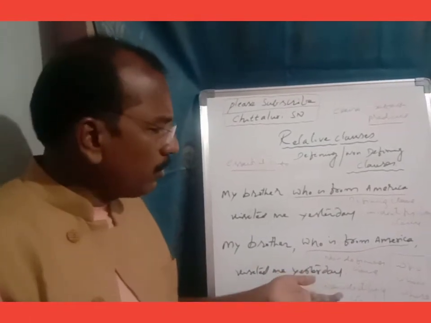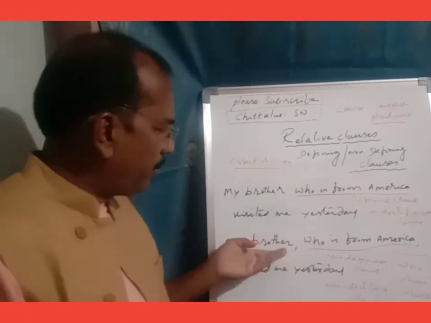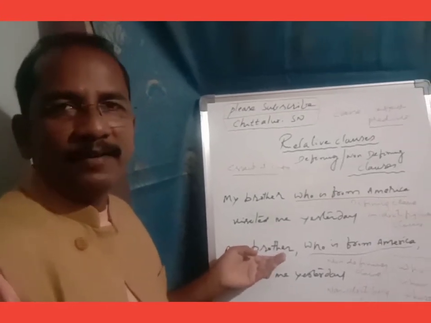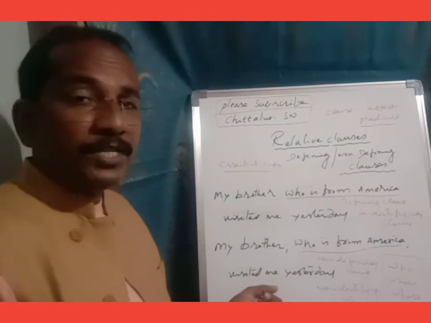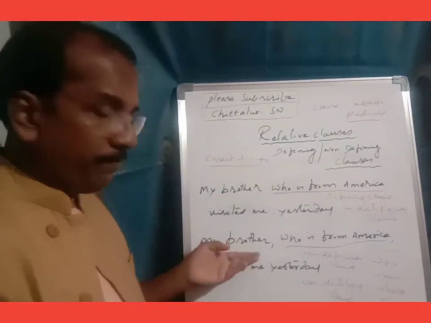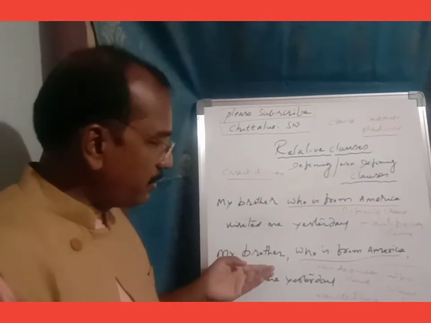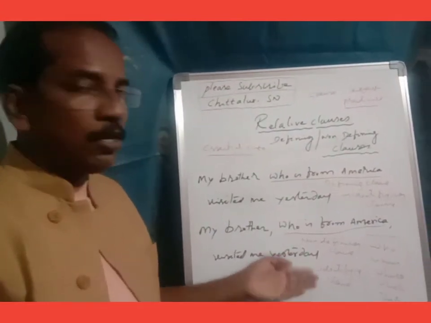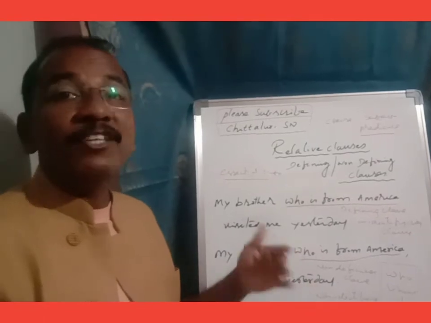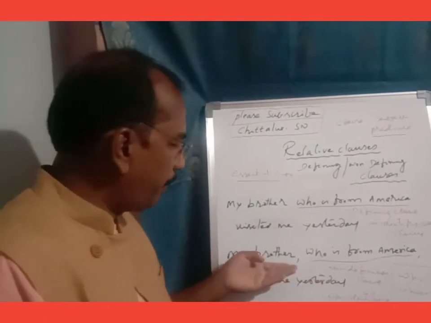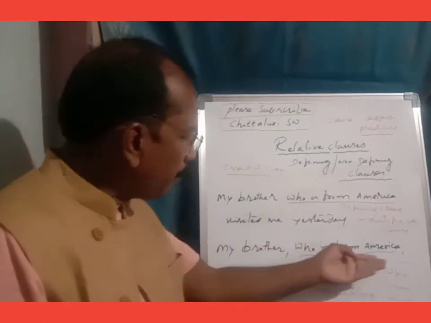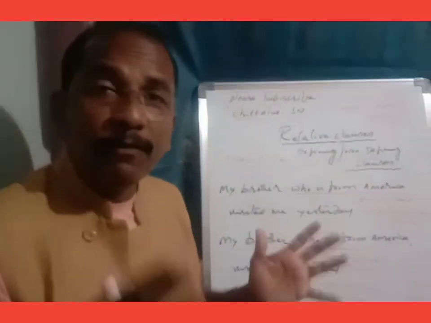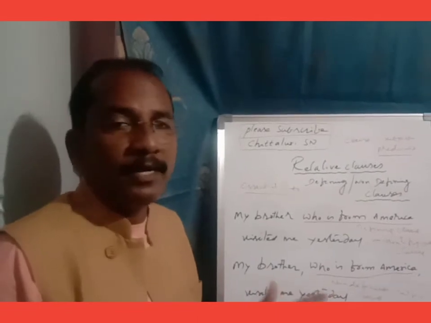So the clause which doesn't define the noun or subject in a sentence is called non-defining. The clause which doesn't identify the subject or noun in a sentence is called non-identifying. A non-identifying or non-defining clause gives extra, additional information. Here, My brother, who is from America, visited me yesterday. Who is from America is the extra information, isn't it?